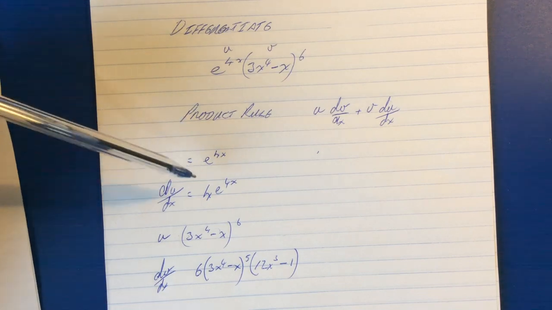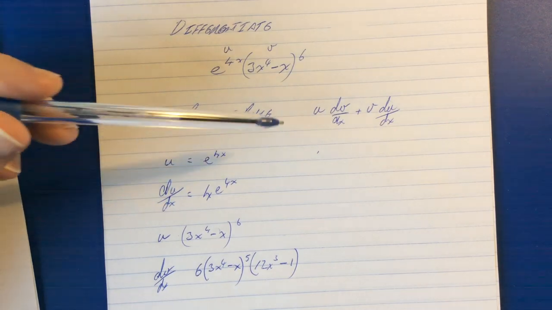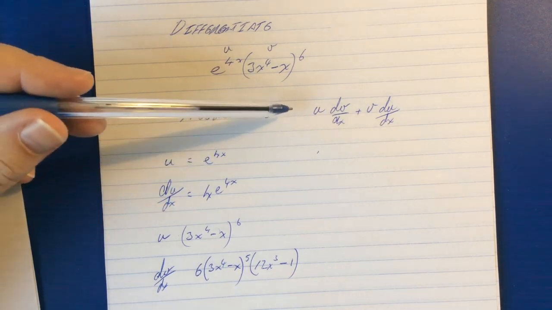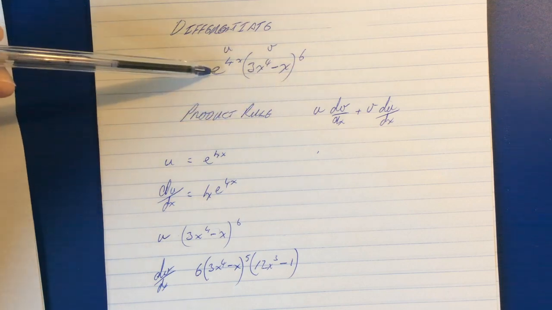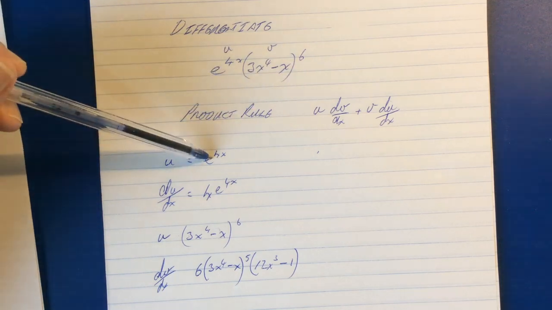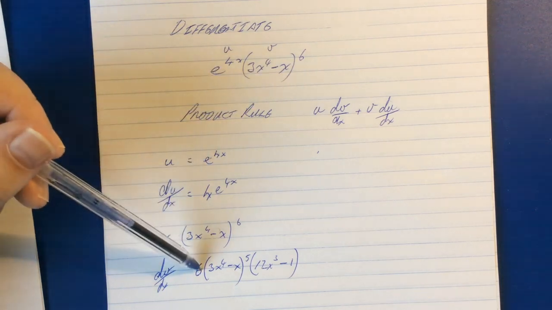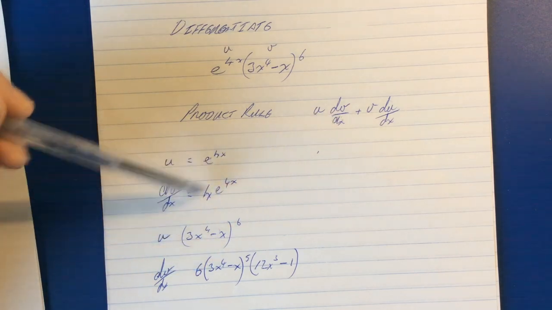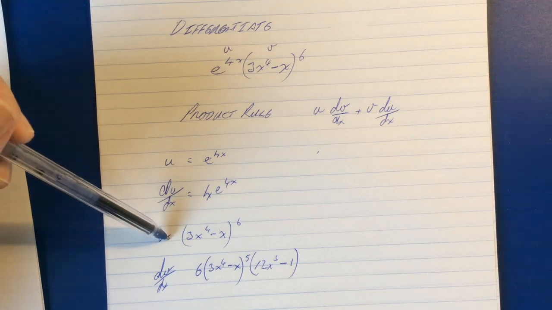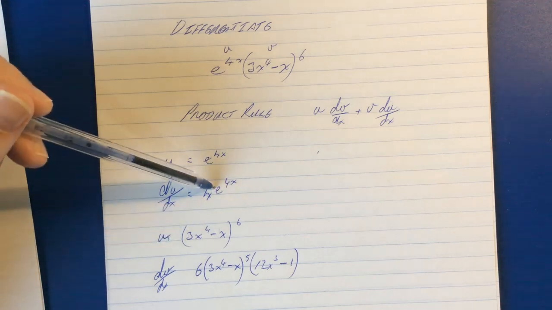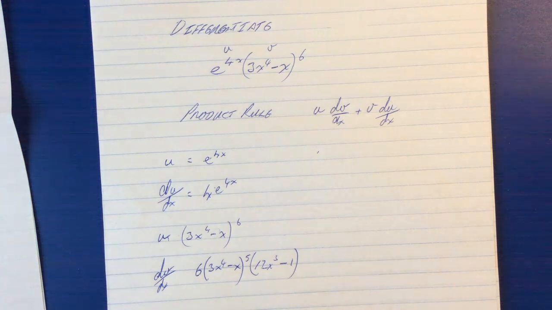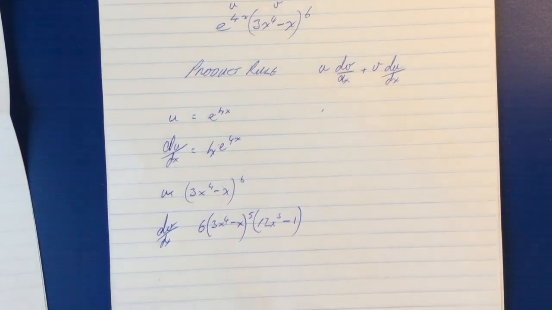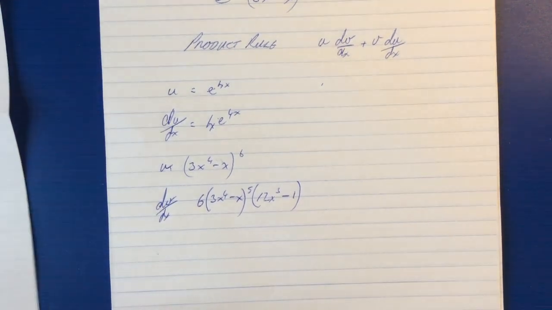Okay, so we have all our parts here, and all we have to do now is put them together. So the product rule says that the differential of this will be this times this plus this times this. So what could be simpler? Well, a lot of things could be simpler. There's plenty of scope for mistakes here.